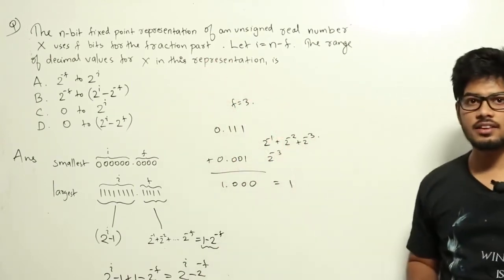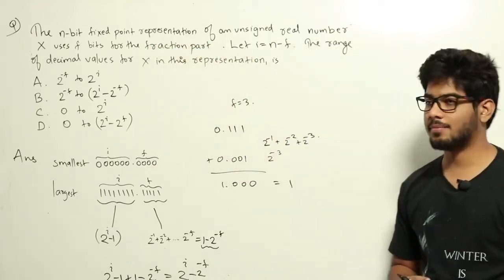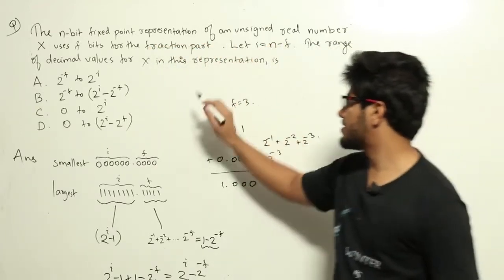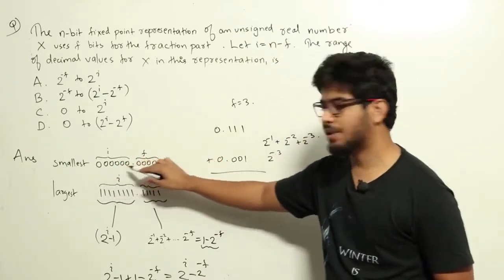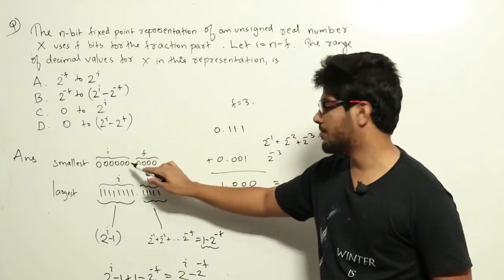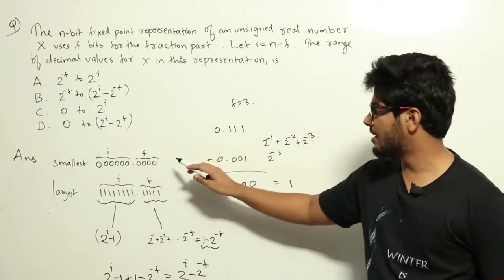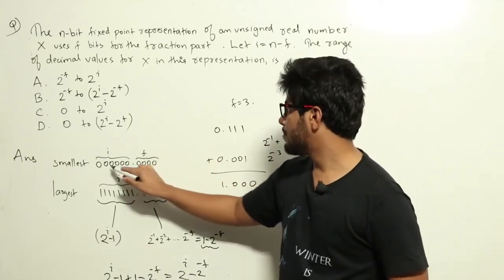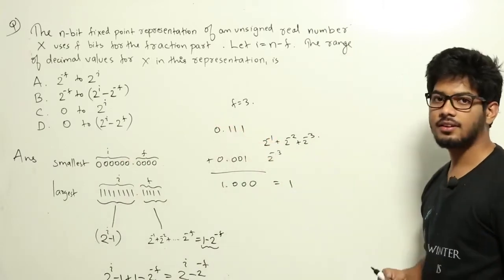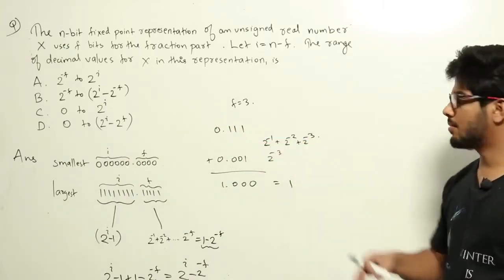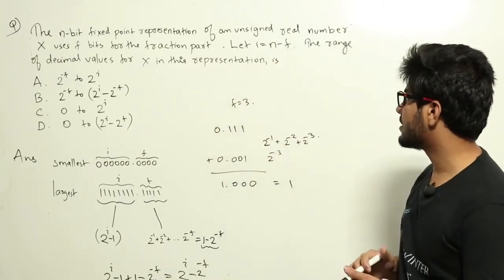So in the question, they are asking us about fixed point representation of unsigned real numbers. Fixed point representation would be in this format. We have n bits given here and there will be a decimal point somewhere here. The bits to the right side of the decimal point would be used to give the fractional part of the real number, and the bits to the left side of the decimal point would give the value of the number before the decimal point. So they are asking the range in this question.